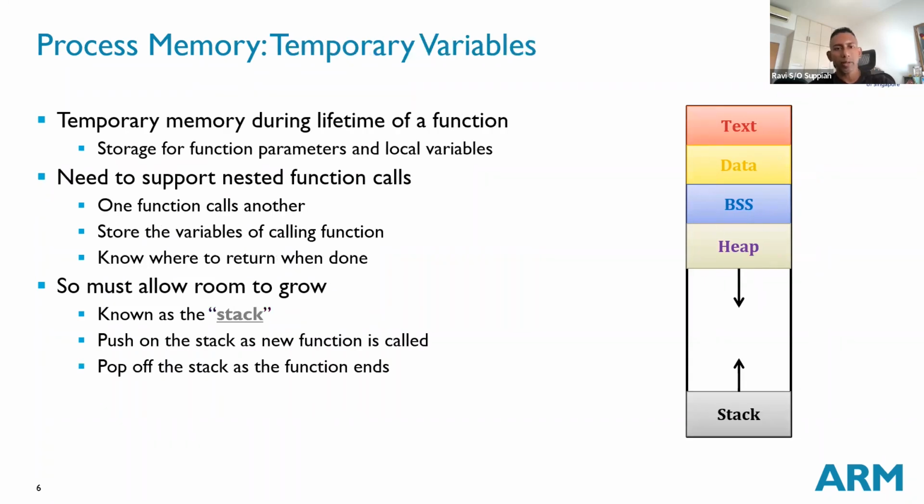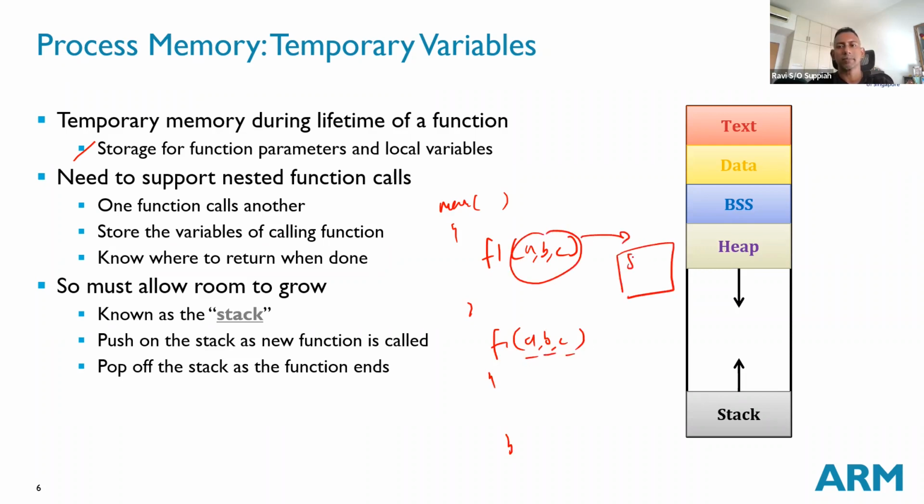And the last one is what we call the stack. The stack is used for a few things. One of the common things is for function parameters and local variables. If I have a main function and I call a function f1 and I pass parameters, when I go into f1, I need to be able to retrieve these parameters. So these will be pushed onto the stack, which will then be retrieved in the actual function.